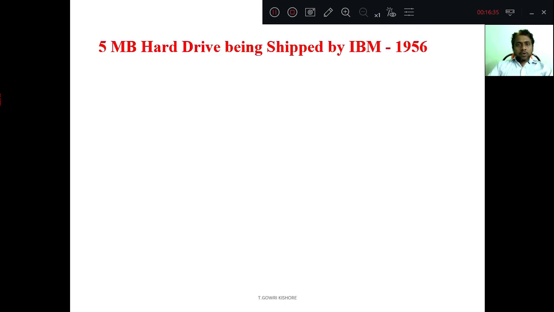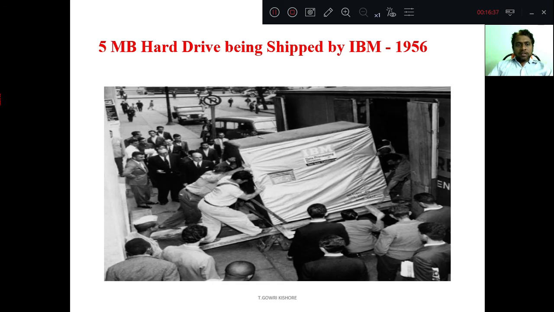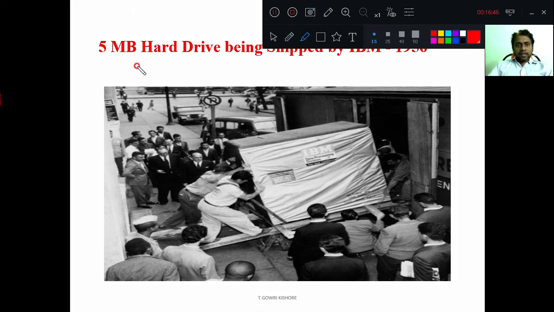And here we are going to see the image of the hard drive. The data content is 5 MB. This is the 5 MB hard drive, and it was lifted by more than 2 to 3 persons into a container, during the year of 1956.